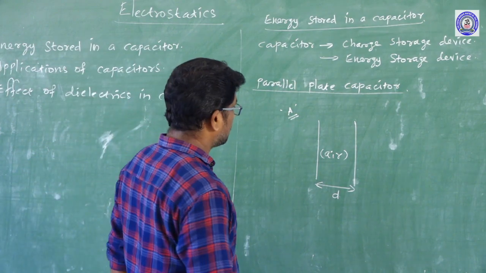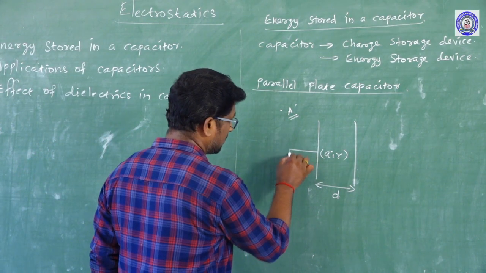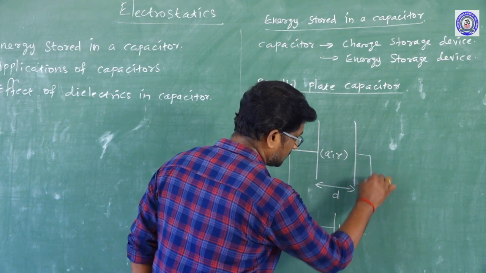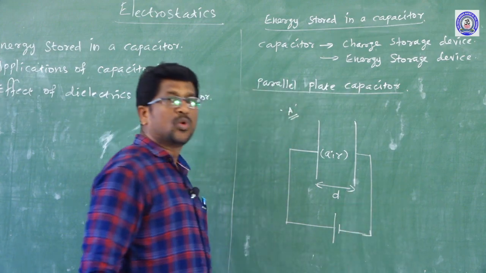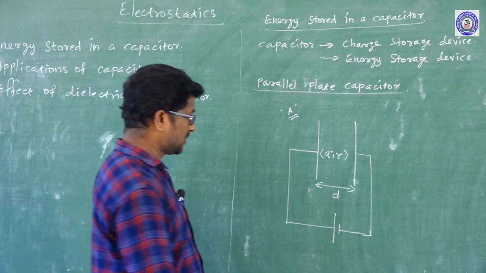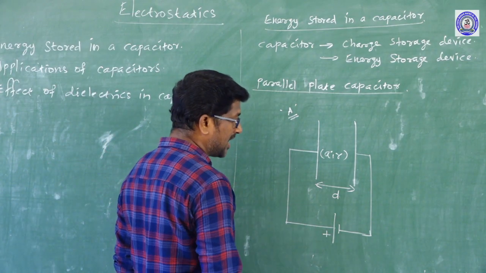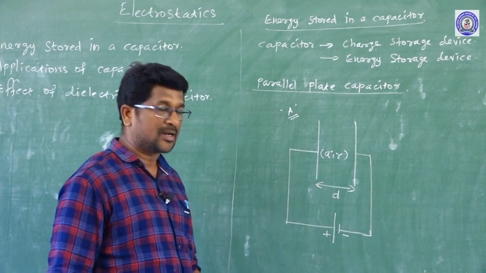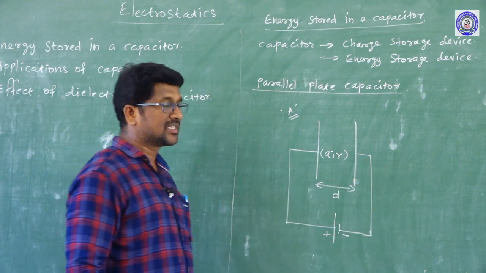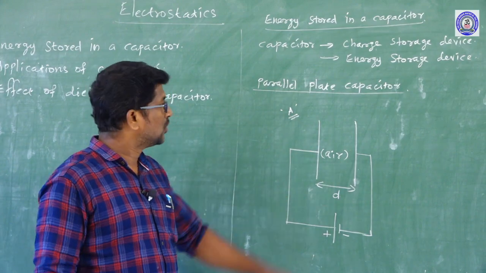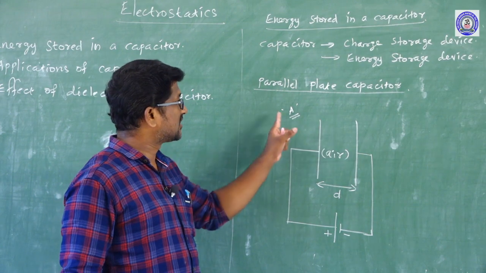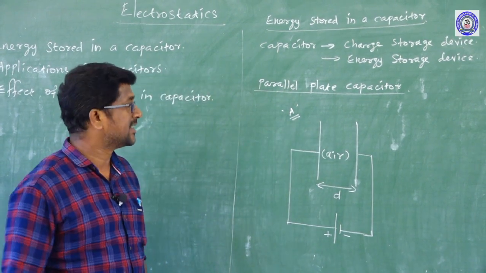Right. Okay, suppose this capacitor is connected to a battery. What is battery? Battery is a source of potential difference or a source of voltage. So this is the positive terminal of the battery and this is the negative terminal. So the battery is connected across the two plates of the capacitor having air medium in between the plates, and distance between the plates is D, and the area of cross section of each plate is A.